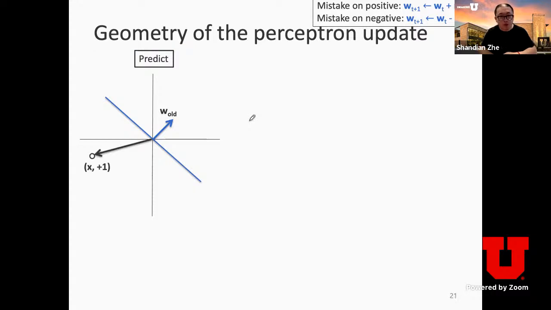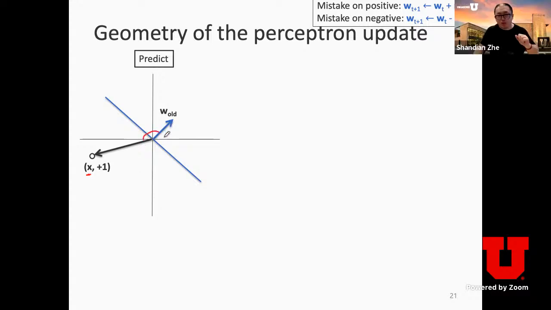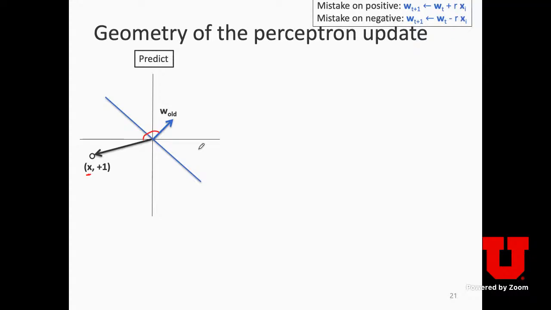Now suppose we have a positive example. X is represented by this black vector, and its label is +1. If we use the current weight vector to predict the label of X, what is the prediction? It's -1. Why? Because the dot product between X and W_old is going to be negative. Why is it going to be negative? Because the angle between the two is greater than 90 degrees. Yes, exactly right.